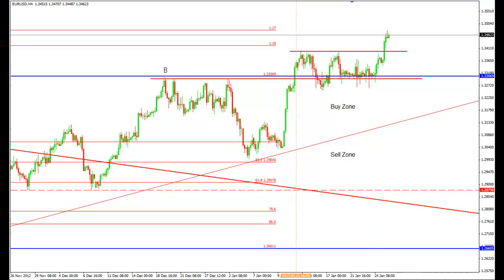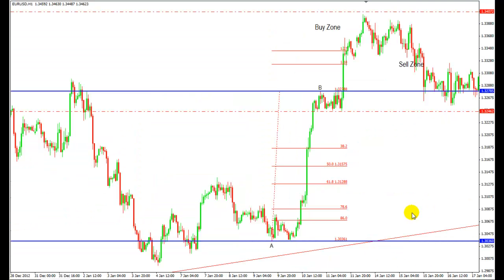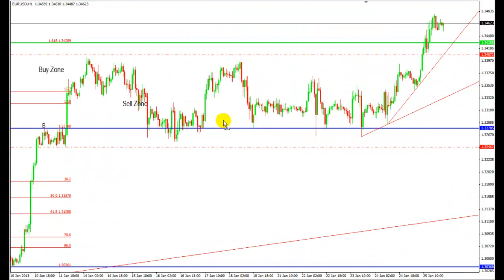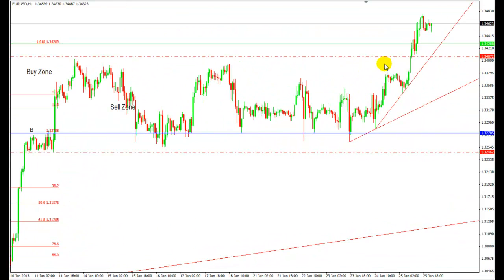But if we take a look at the 1 hour, and here we have the 1 hour. The A is at 1.3036 and the B is at 1.3278. Okay, again, this is the consolidation. Look, you could see this consolidation, and you can see that we in actual fact hit the extension point. Look, we've hit the extension.